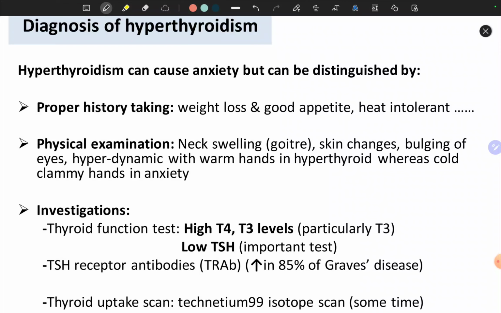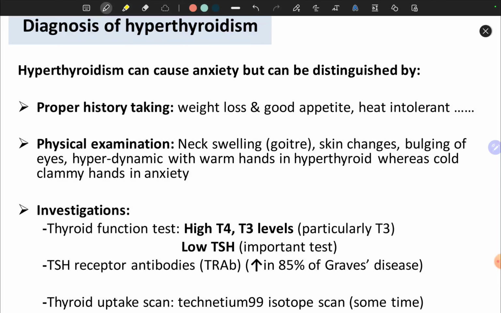While in cases of anxiety, the hands are cold. Cold clammy hands in cases of anxiety.